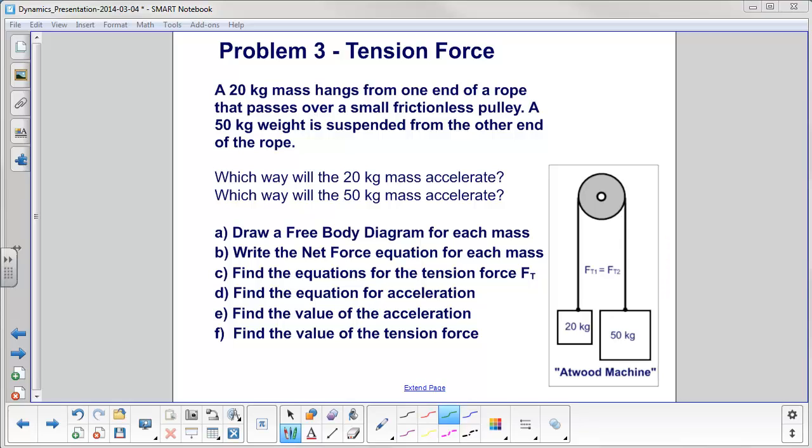So to solve this problem, we'll start by drawing a free body diagram for each mass. We will then use Newton's laws to write the net force equation for each mass. This will enable us to find the tension force, which as said previously is the same on both sides. We will then find the equation for the acceleration, find the acceleration, and then finally find the value of the tension force.